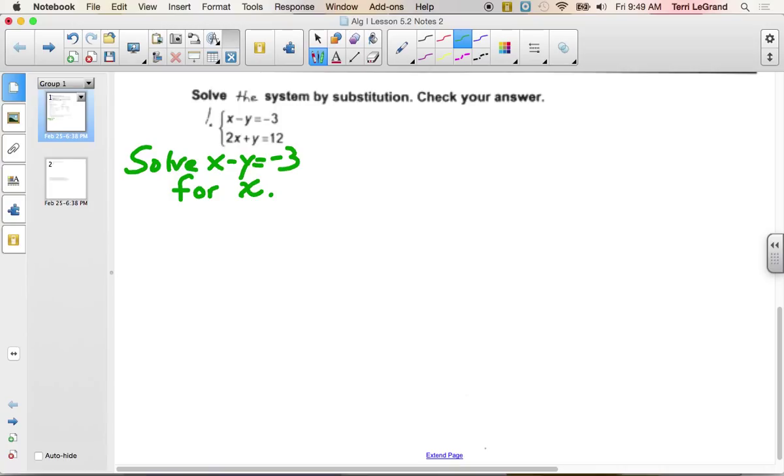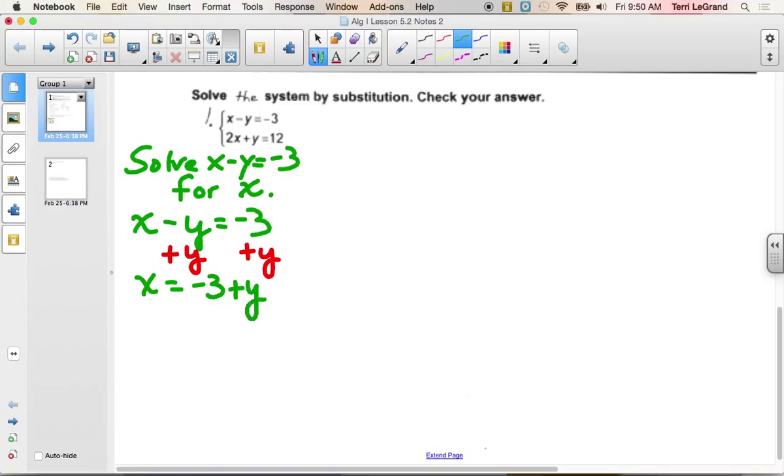So that would mean we need to write down our equation and do the process of getting x alone. So we're going to do what? Add y. We want x alone. y is being subtracted from x. So let's add it so it'll go over to the other side, and we'll have x equals -3 plus y.